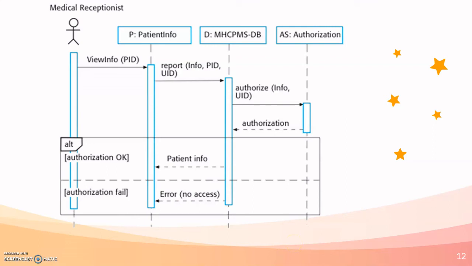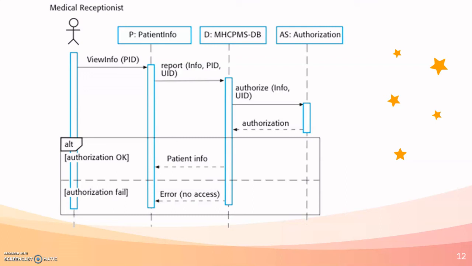The medical receptionist triggers the view info method in an instance P of the patient info object class, supplying the patient's identifier PID to identify the required information. P is a user interface object which is displayed as a form showing patient information. Now, the instance P calls the database to return the information required, supplying the receptionist identifier to allow security checking. At this stage, it is not important where the receptionist UID comes from.